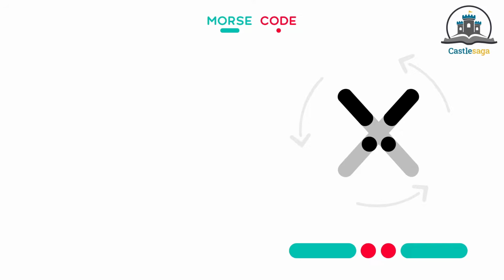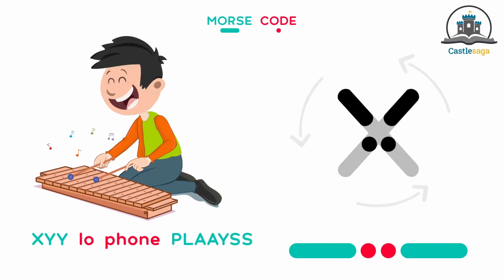Then the line for X is xylophone plays. Imagine a kid playing xylophone in front of you. It's an amazing musical instrument. So, if you've never heard it, give it a try. Xylophone plays.